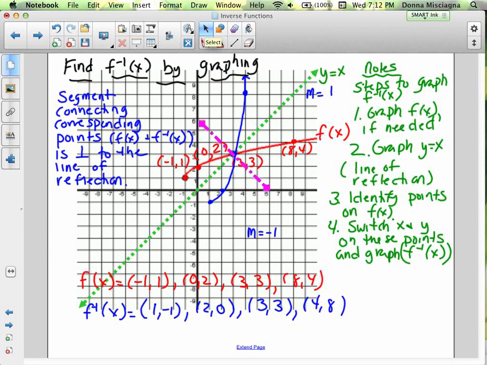Well, since it's on the line of reflection, those two points, anything connects them because they're the same point. So let's go to the next pair of points. Does our perpendicular bisector there connect our points? Yes, it does. So we can use the fact that a segment connecting corresponding points has to be perpendicular to the line of reflection to check.